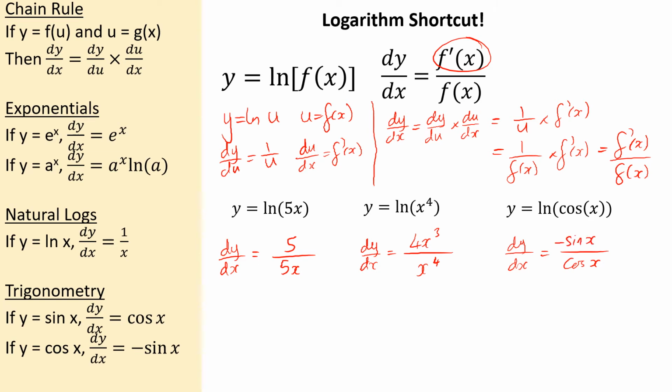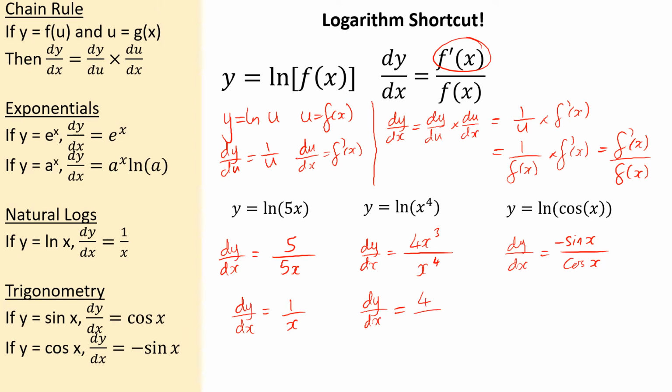And that's basically all there is to it. Now in these cases I would probably tidy these up a little bit. They can certainly be simplified. The 5's cancel on that one, so it's 1 over x, which is cool. On the next one, the x cubed and the x to the 4 will cancel out.